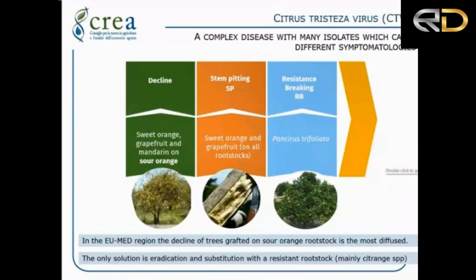According to European legislation, the declining isolates are called the EU isolates, whereas the stem-pitting and resistance-breaking isolates are considered the non-EU isolates. This is because these two isolates are not yet present in the Mediterranean area and in all the European territory, so they have been included in the list of quarantine pathogens.